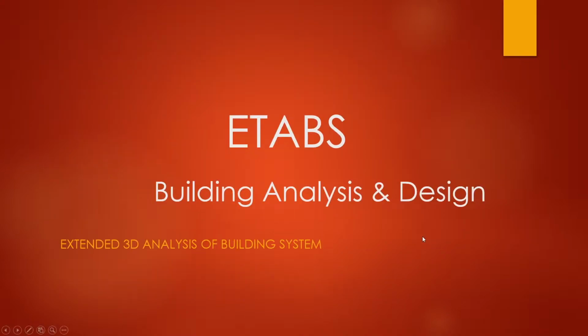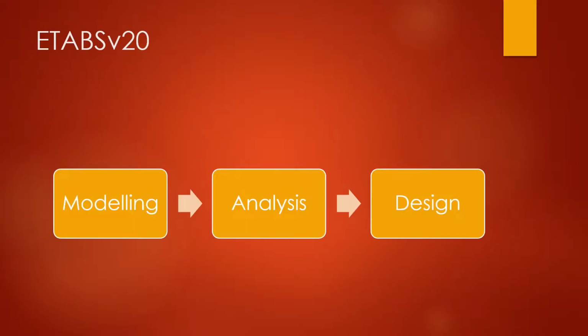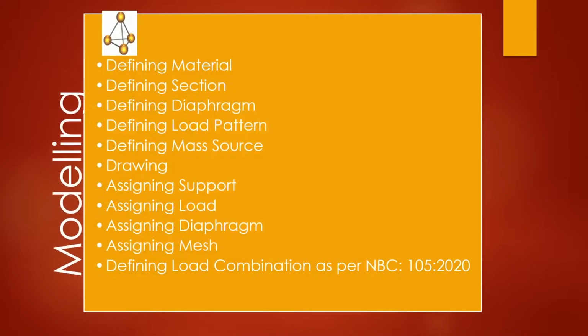So in the ETABS 20, we're going to do the analysis of the building and design. Here ETABS stands for Extended 3D Analysis of Building Systems. So in the ETABS version 20, there are three steps involved in the designing of the structure, and that is modeling, analysis and design. In the modeling part, we're going to define the material, section, diaphragm, load pattern, mass source, and do the drawing parts.